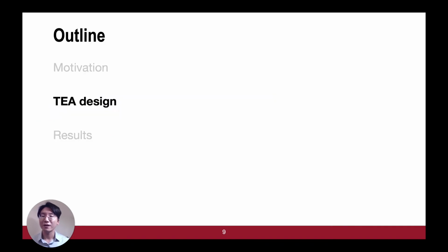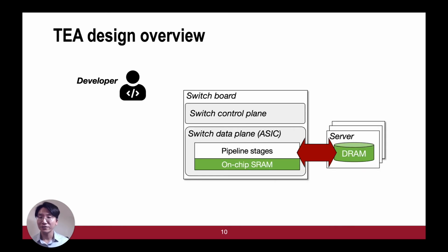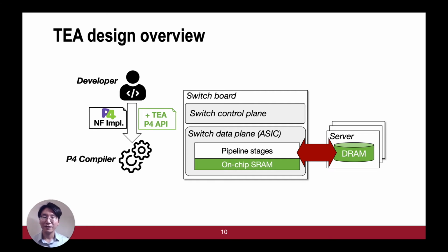Now, let's take a look at a key design component of T. At a high level, to use T, developers implement their NFs with the T API in P4. Then they can compile it with an unmodified P4 compiler, which gives them a binary loaded to the ASIC. At runtime, while the NF running on the ASIC processes packets as usual, T allows it to access lookup tables from either on-chip SRAM or external DRAM on servers. While this idea of using external DRAM sounds simple, we had to address several challenges to realize our vision.